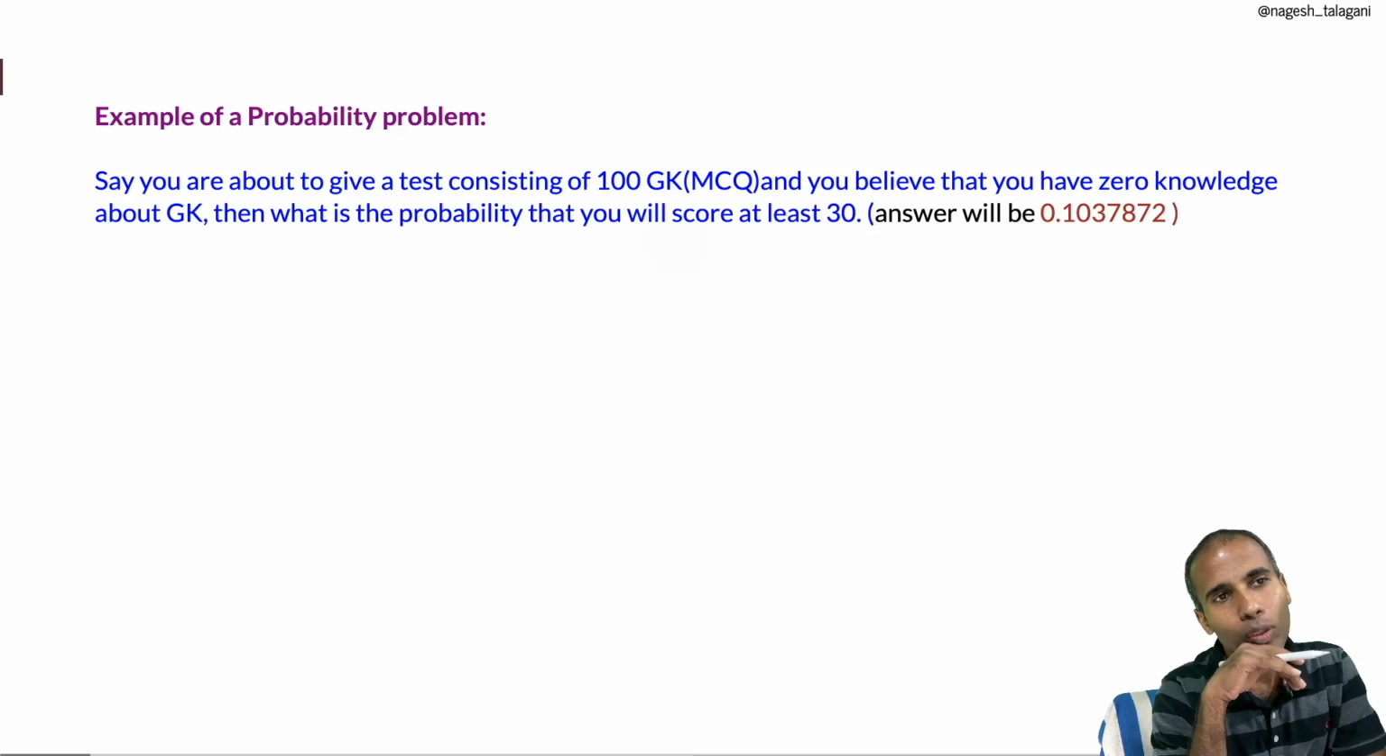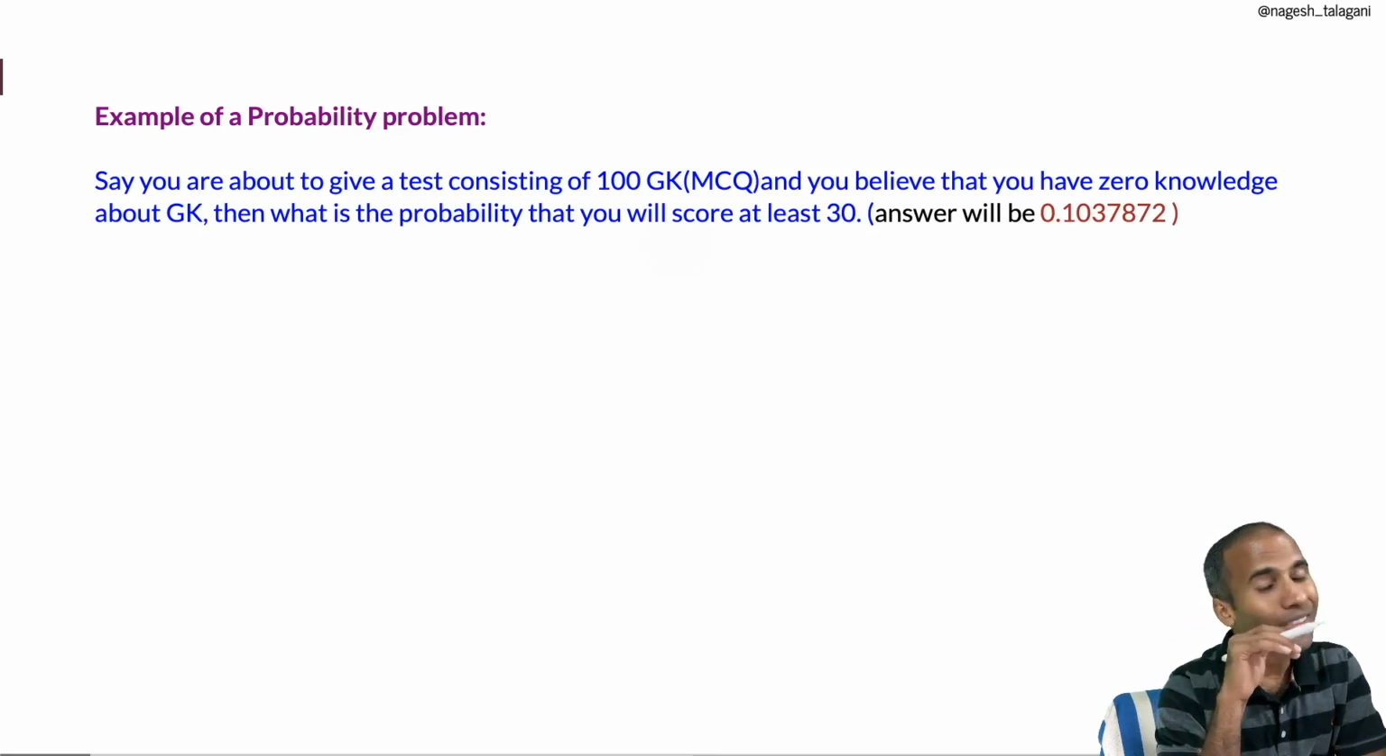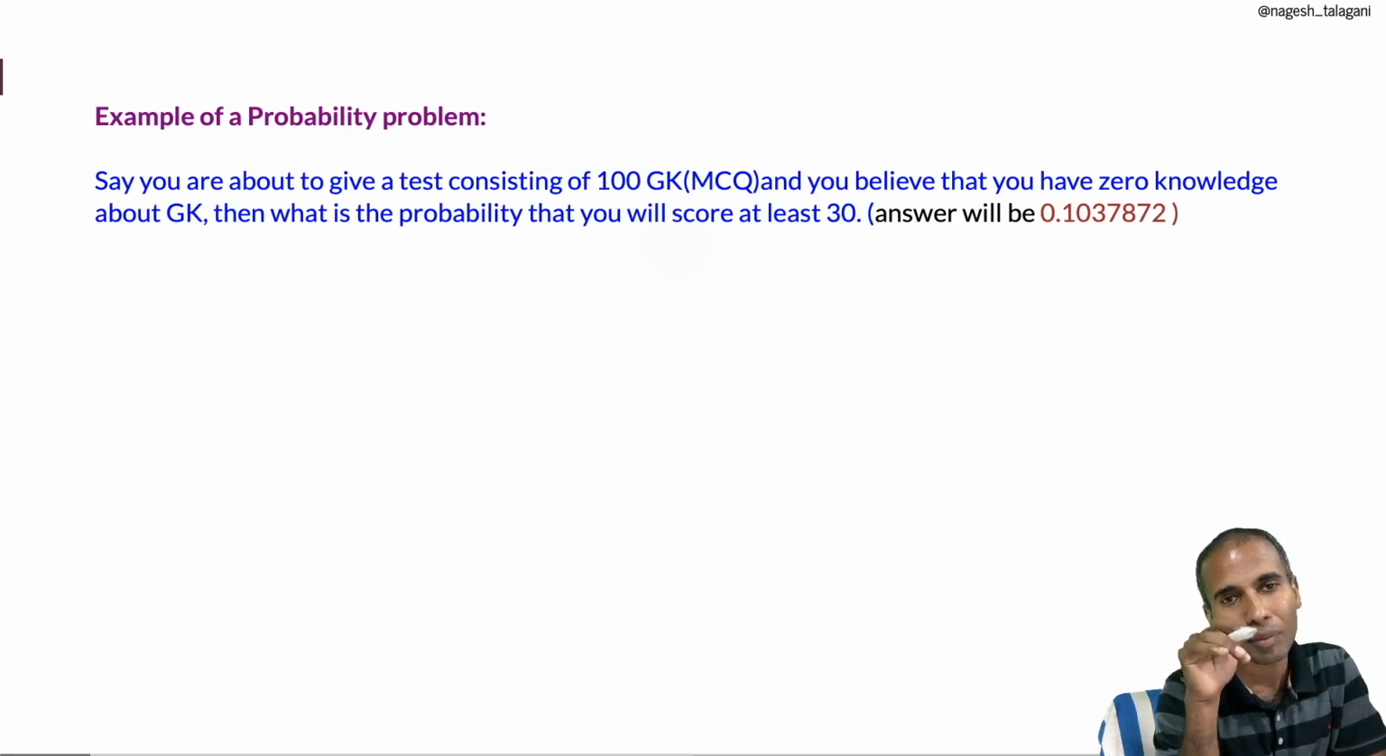The answer will be 0.1037872. We will be able to compute it later using the binomial distribution. This is a probability problem. Here we know how good you are at GK. We know some parameter about you. That parameter represents the probability of you answering a random question correctly. That is 1 by 4 because you simply pick a random option, right? That is 0.25. So using that knowledge, we can actually compute the probability of you scoring at least 30.